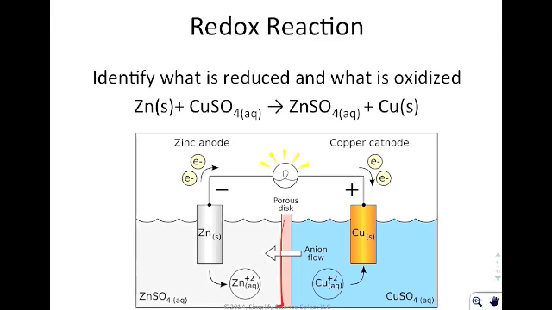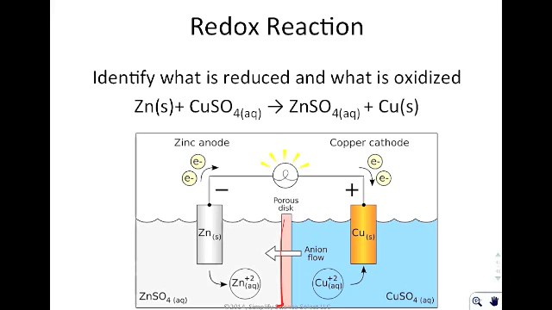And what you see here is solid zinc and copper sulfate, and then all of a sudden on the other side you have zinc sulfate and copper solid. What that means is the electron is being transferred from the zinc to the copper. Now this is a useful chemical reaction that we'll talk a little bit more about in electrochemistry, but you need to be able to identify something as being oxidized or reduced.